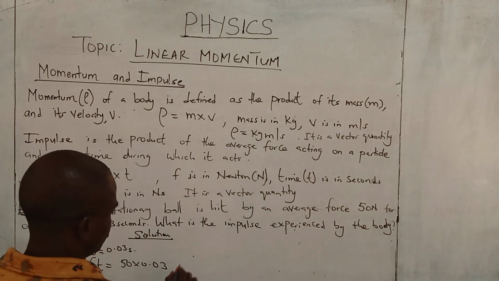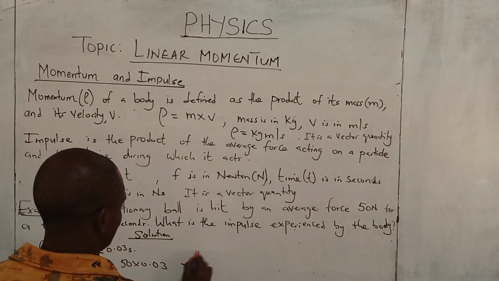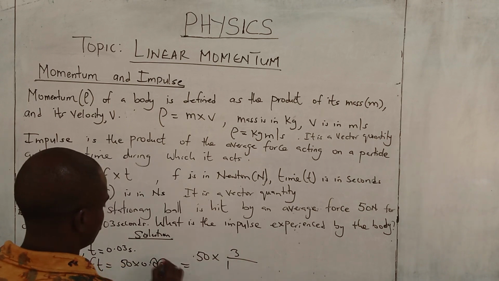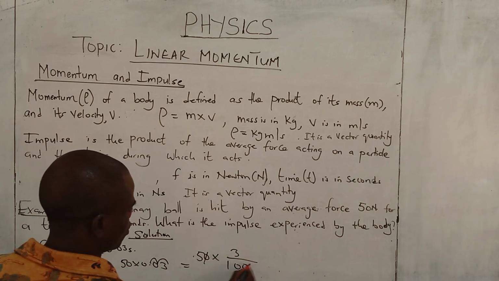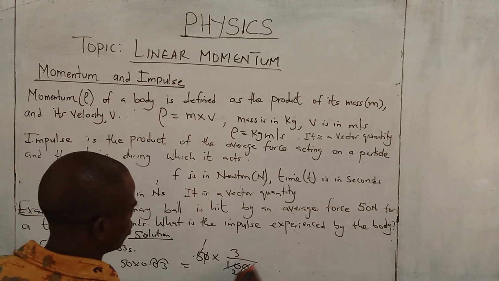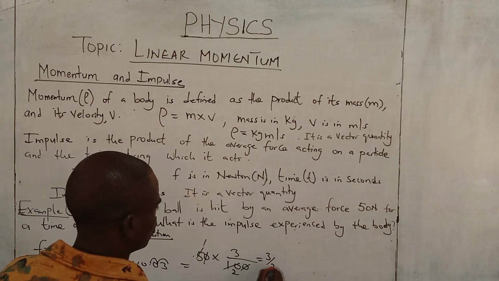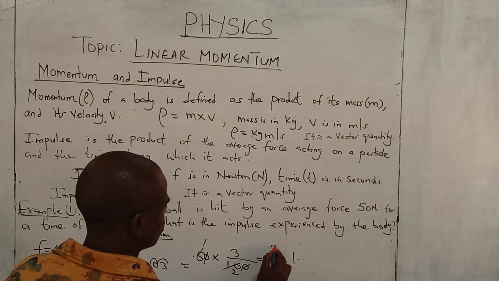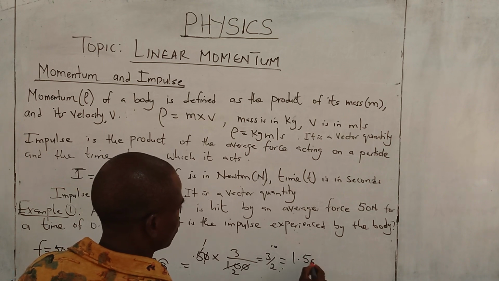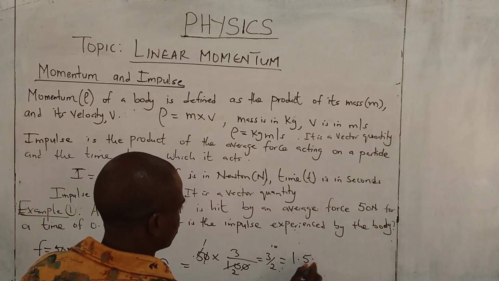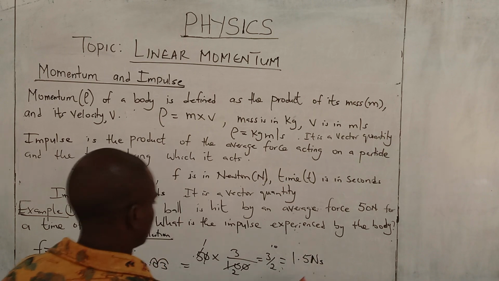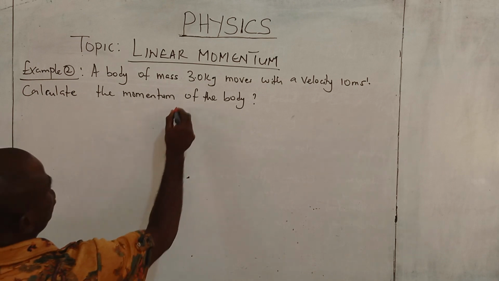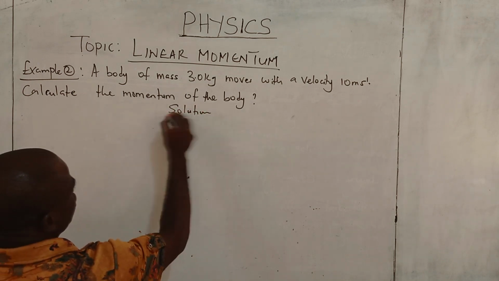Take note, if you are not with your calculator, that's 50 times 3 over 100. Zero cancels zero, 5 here becomes 1, 5 here becomes 2. Equals 3 over 2. 2 goes in 3, 1, and 1 remainder, 10 goes, that's 5. That's 1.5 Newton seconds.